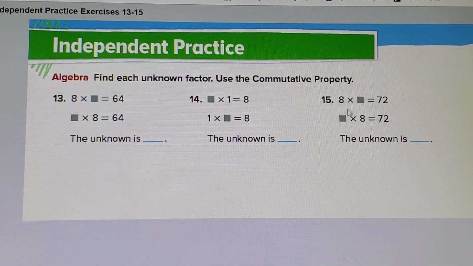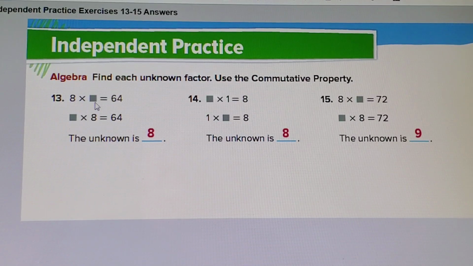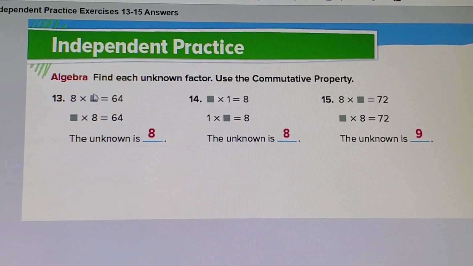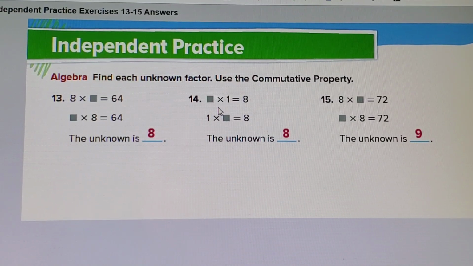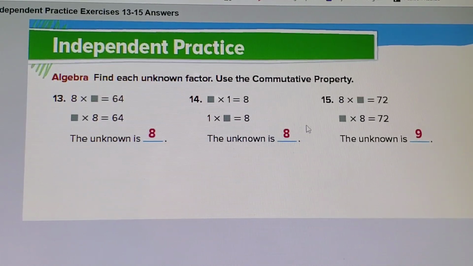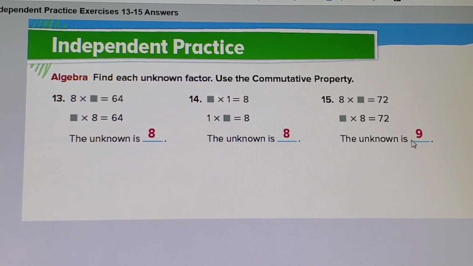Number 15, 8 times blank equals 72. Really, instead of blank, unknown times 8 equals 72. And put your answer right here. Eight times 8 is 64. This is the same because they're using 8 and 8. I know you know this one. 8 times 1 equals 8. And 8 times 9, or 9 times 8, both equal 72.